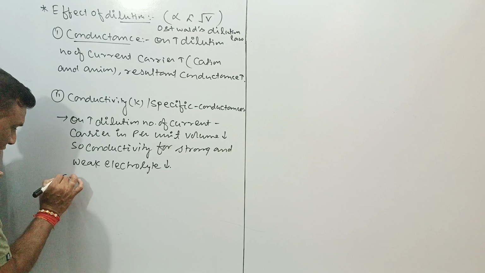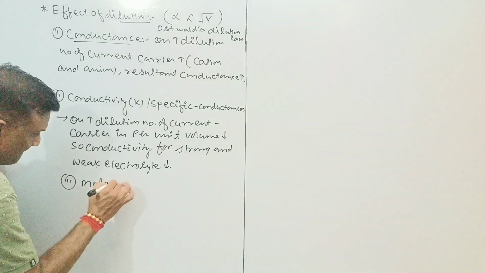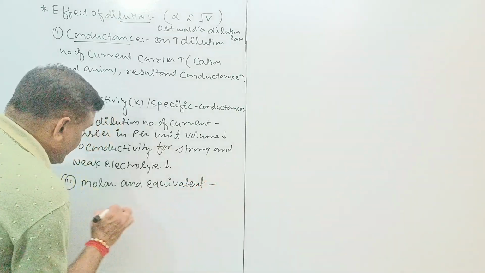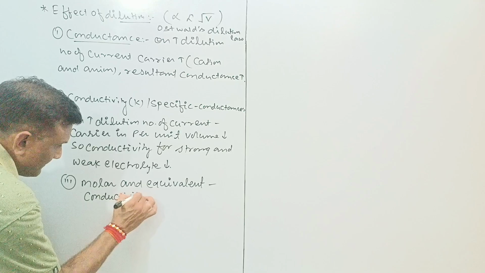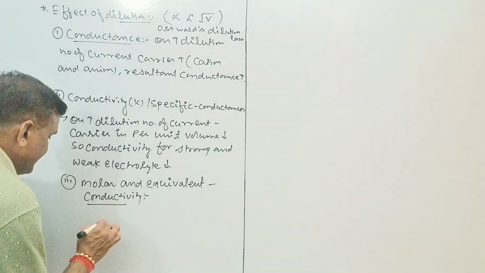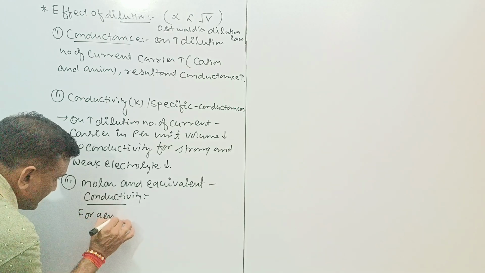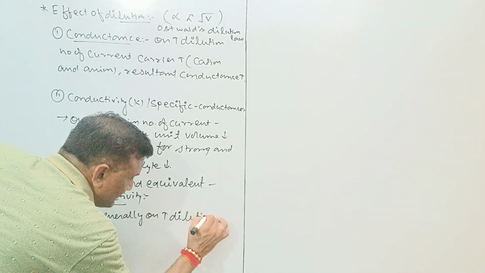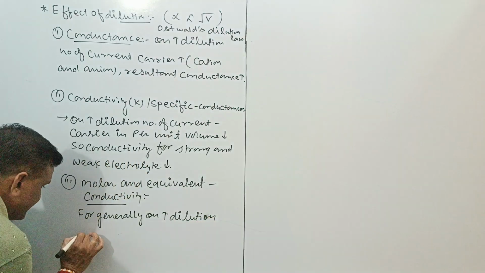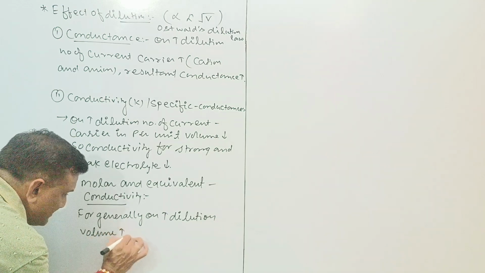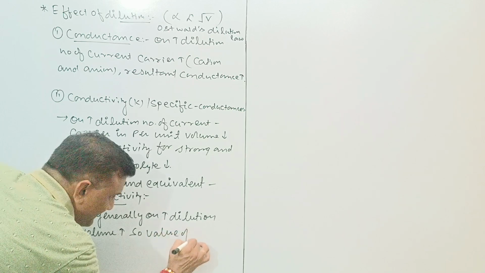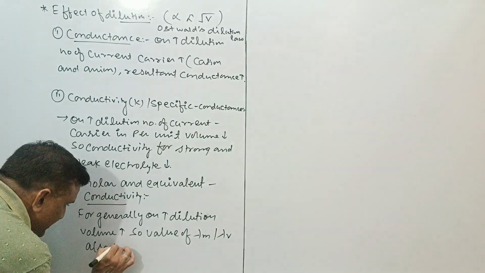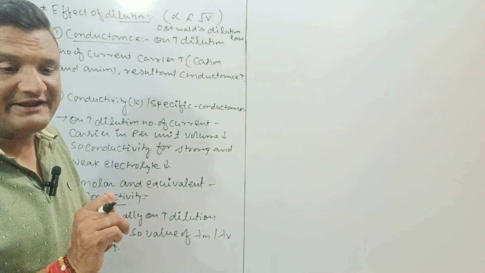This was about the conductivity. Now it is time to discuss molar and equivalent conductivity. On increasing dilution, meaning addition of water, the volume increases, so the value of lambda m, the molar conductivity, and lambda v, the equivalent conductivity, also increases. This was about molar conductivity and equivalent conductivity.